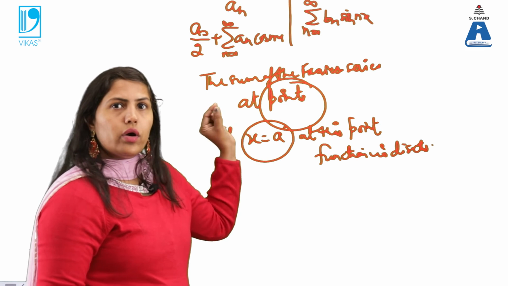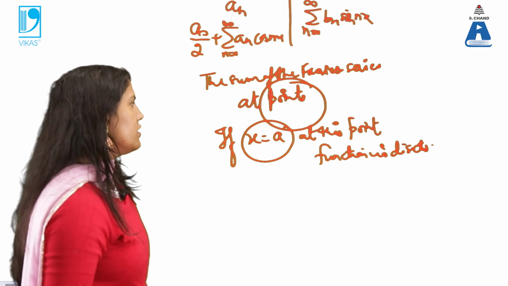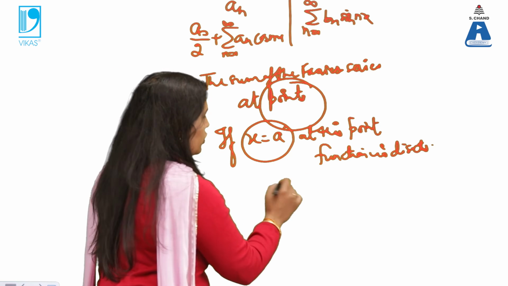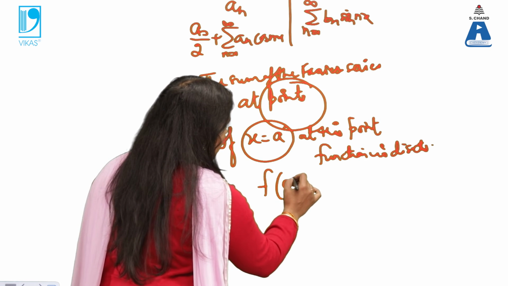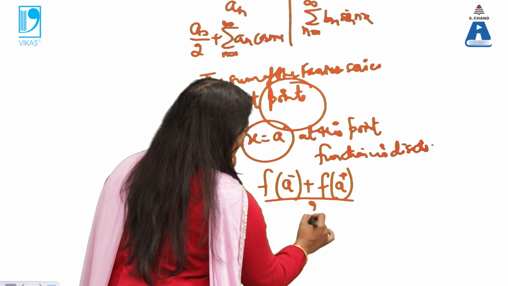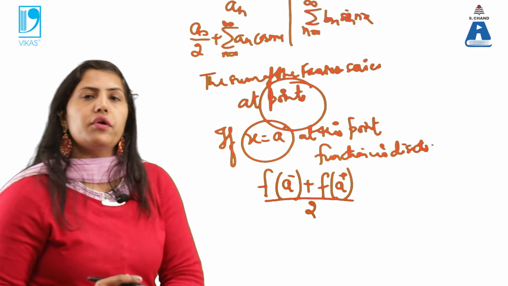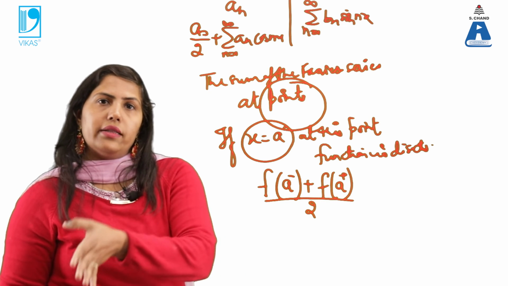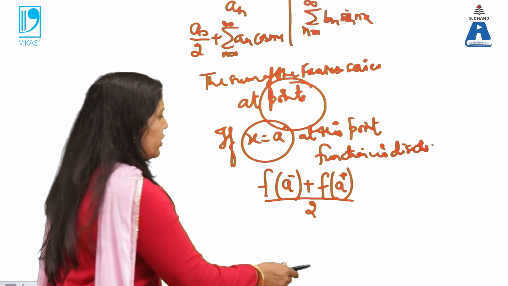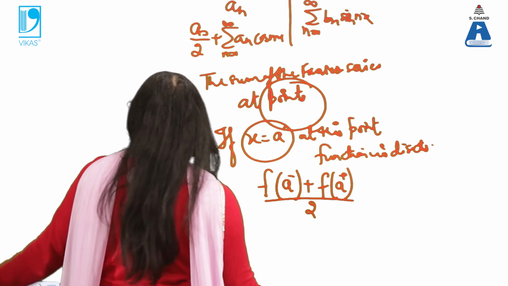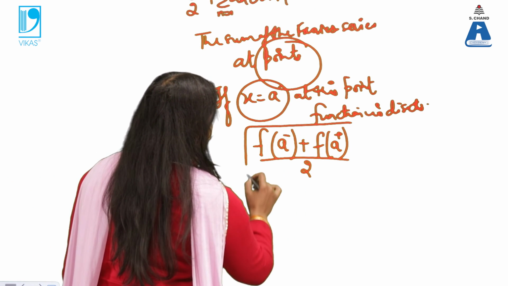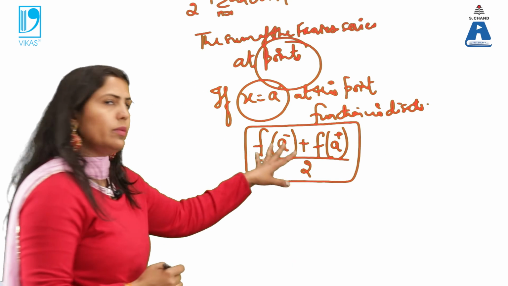If this is the point and you are asked that at this point check the Fourier series sum, then because this is a discontinuous point, and you know that for a discontinuous point what you will do, you will take the left limit, you will take the right limit, and this we do in continuity. When we check the continuity, discontinuity, what we do, we find the left limit, we find the right limit, and then we check whether it is same or not. If it is same, then we say it is continuous, otherwise we say it is discontinuous. Now this will be the sum then. For a point which is discontinuous, this will be the sum.